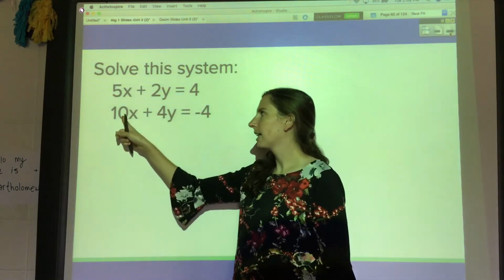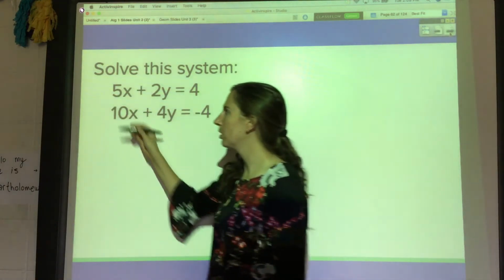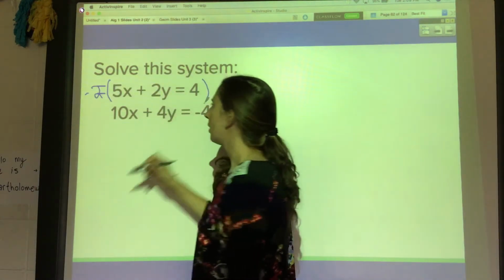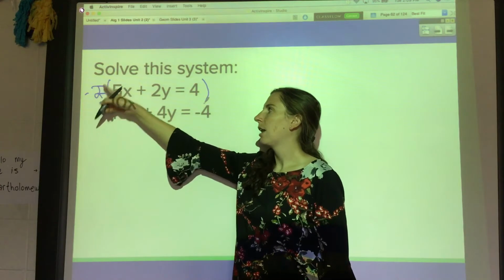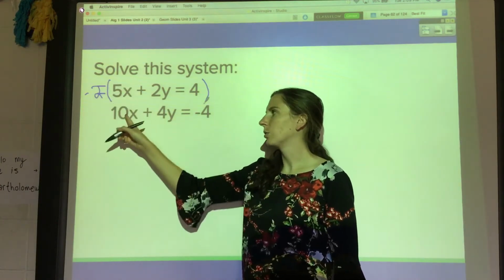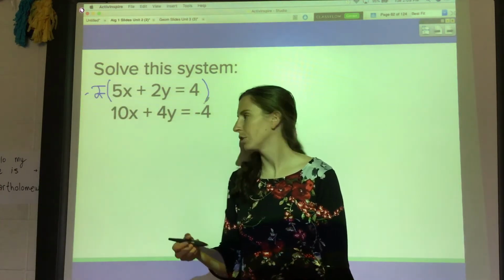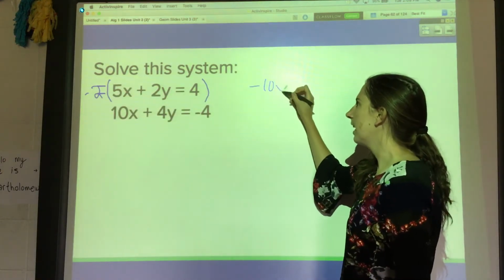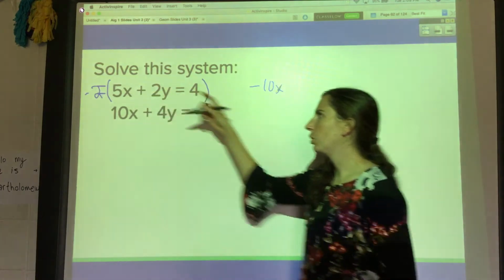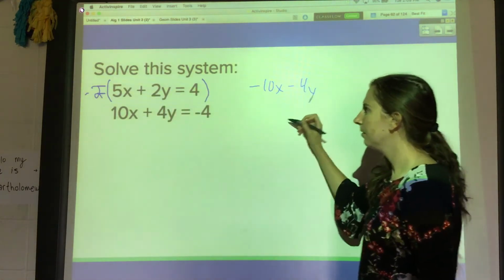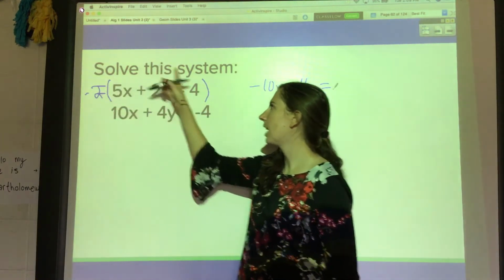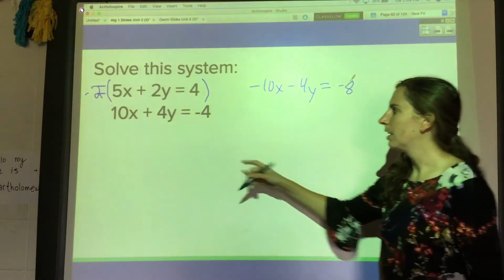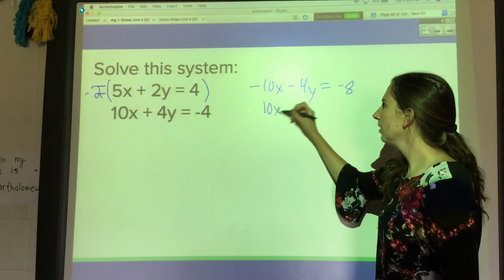Since this is 10x and that's 5, maybe if I multiply this one by a negative 2, that would make this negative 10, which would cancel with the positive 10. So that's a good option. So negative 2 times 5 is negative 10x. Negative 2 times 2y is negative 4y. And negative 2 times this 4 is negative 8. I'll add that to the bottom equation.